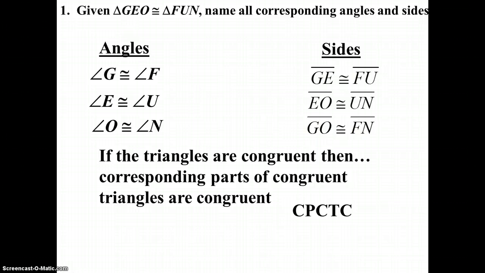All right, say that 3 times fast. CPCTC. You're going to say it a lot this chapter.